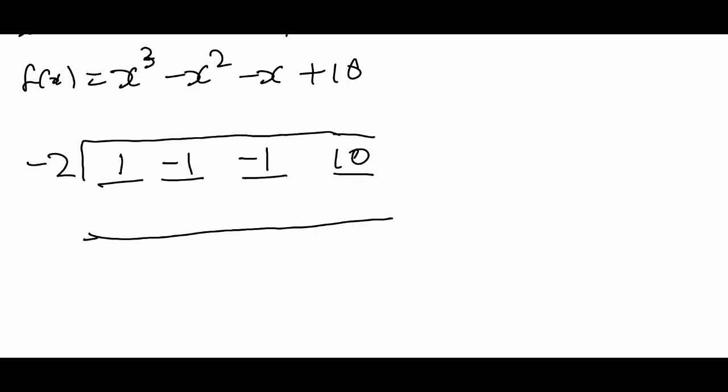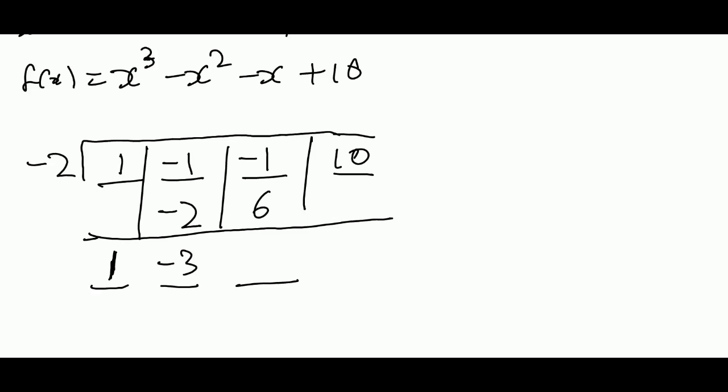Now let's check. Remember, I said you always bring down your a. What is your a? It is 1. You bring it down here. Then you start multiplying. -2 multiplied by 1 is -2. You can draw blocks here. Then -2 plus -1 gives you -3. Then -2 multiplied by -3 is +6. Then -1 plus 6 is 5. Then -2 multiplied by 5 is -10. Then -10 plus 10 is 0. You can see your D is always going to be cancelled. Even in this case, it is cancelled.